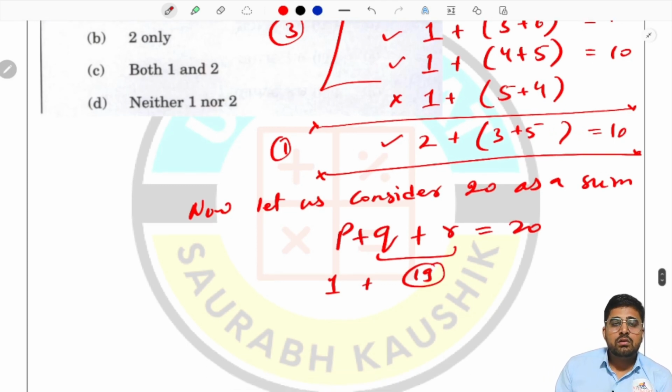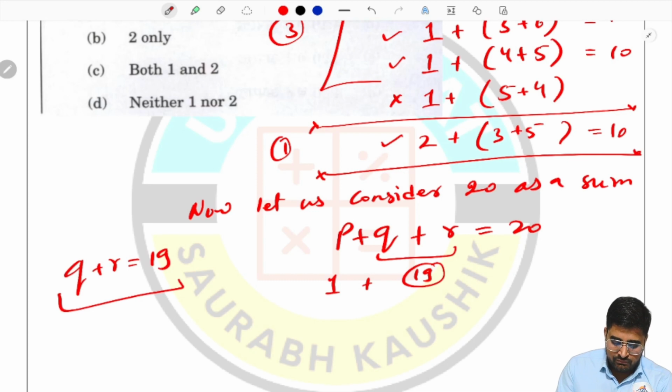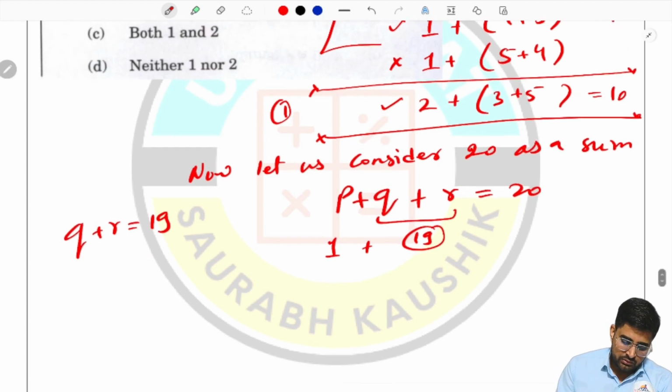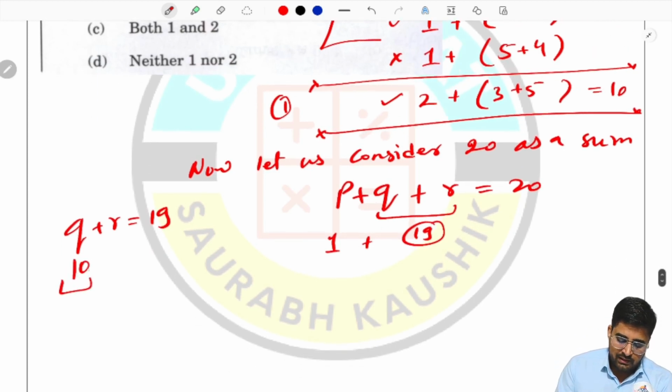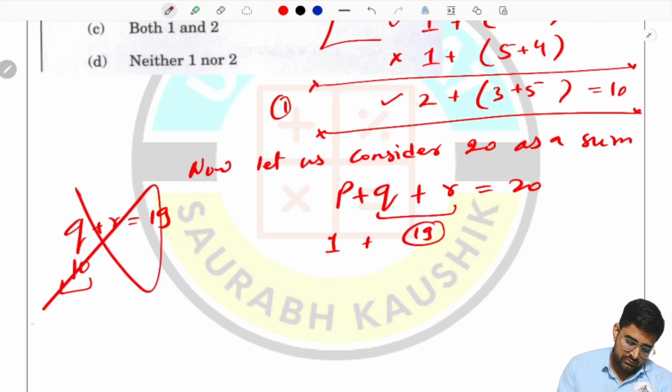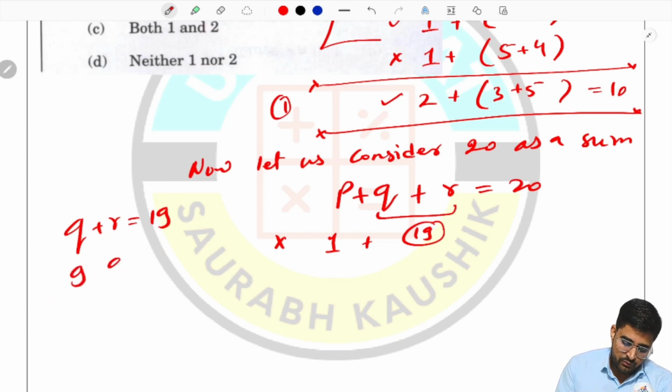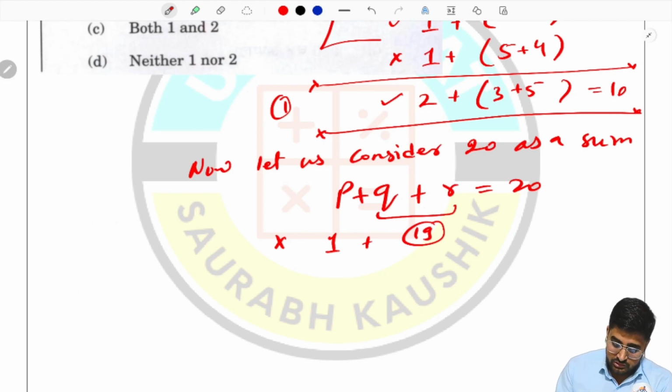Is sum of 2 digits Q and R ever in your life make 19? No. Because to make 19, you have to put them at 10, and 10 is a 2-digit number. So this will not follow. Any other possibility is not possible. See, the maximum you can do is if you put both 9 and 9, then it gives you 18. Okay, so this is not possible. Now putting 1 at P is not possible.